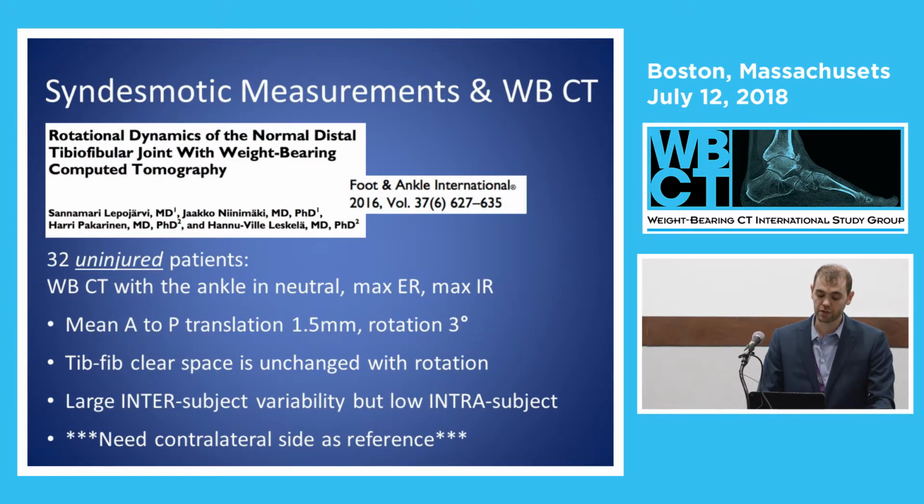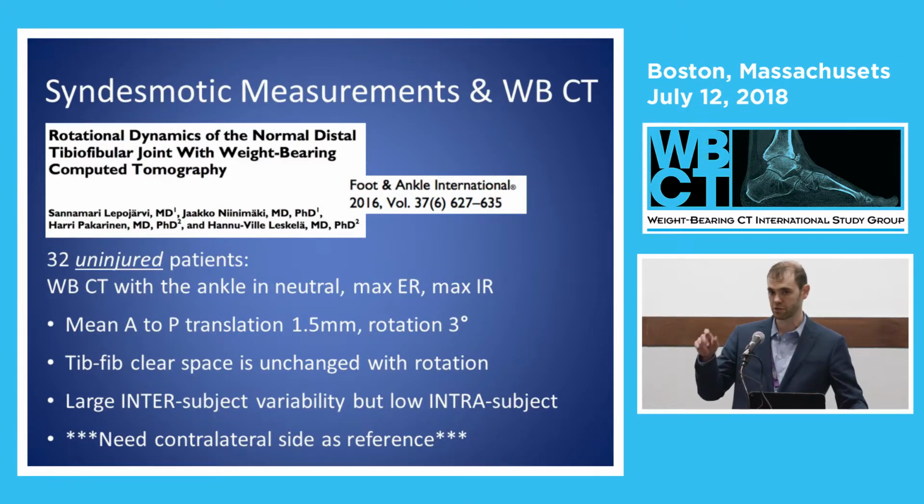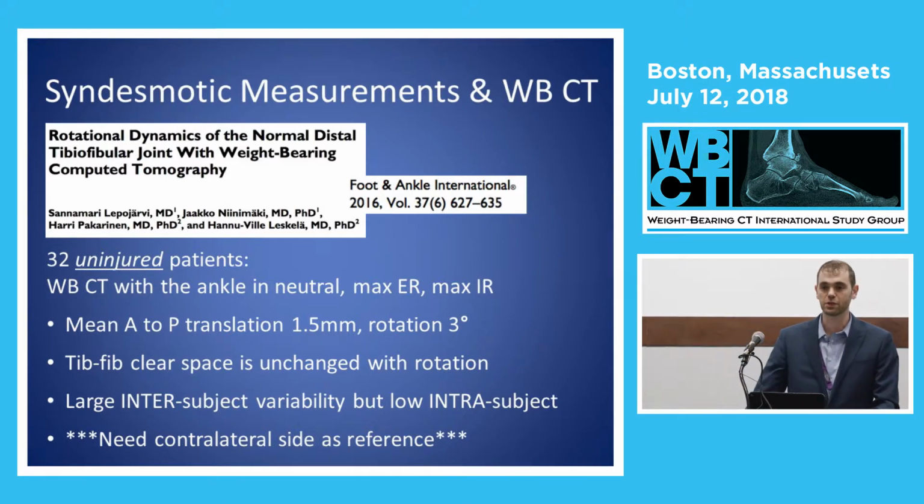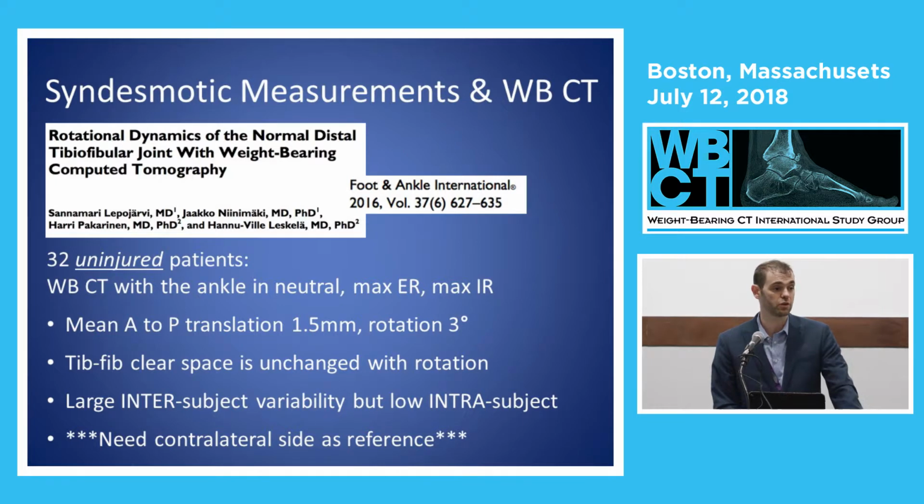But they also showed that there's a lot of inter-subject variability. And so when we talk about measurements like 6 millimeters of tib-fib clear space, realize that we're talking about an absolute number that we're applying to everyone, when in this study there was very high inter-subject variability, but low intra-subject variability. And so this underscores the need, if you're going to get a CT for a syndesmosis, to get one of the contralateral side. And that's generally done easier if you have a machine that just does both at the same time.